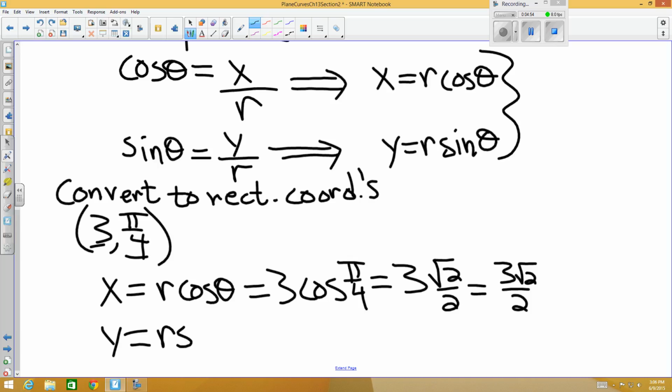y is r times the sine of theta. r is 3. Theta is still pi over 4. Sine of pi over 4 is also the square root of 2 over 2.